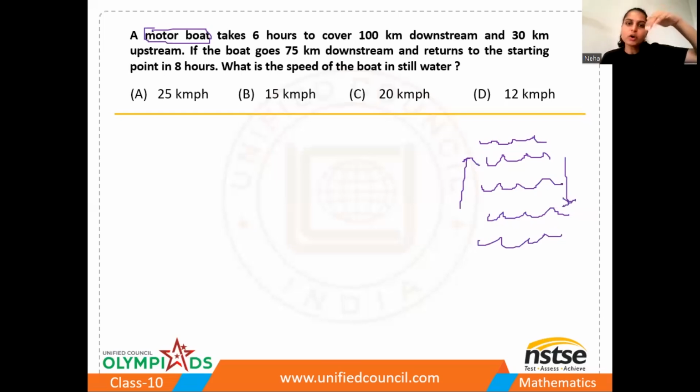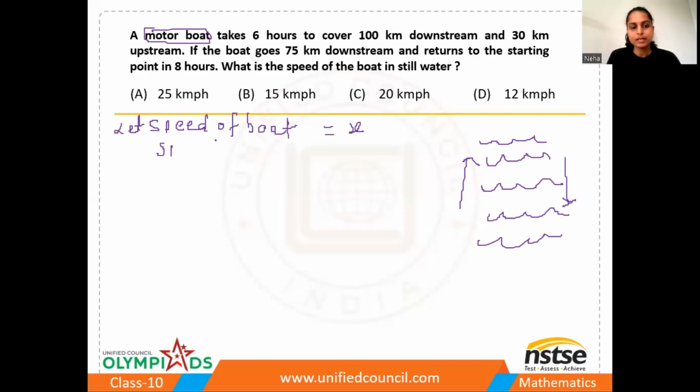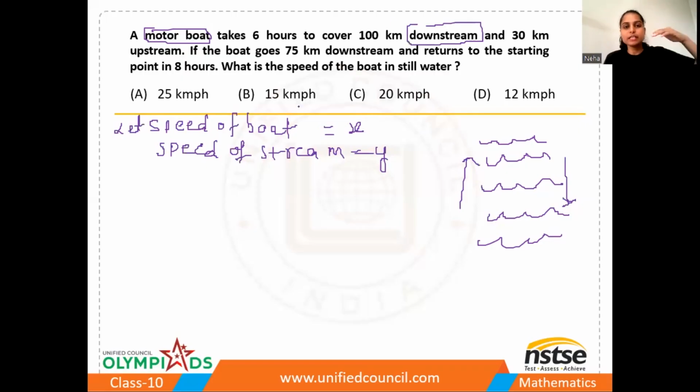Whenever we are talking about the downstream, that means the speed would be fast, because the river is flowing in this direction and we are also going in this direction, so double force will work in this case. So let's suppose that the speed of boat in still water is x, and the speed of stream is equal to y.